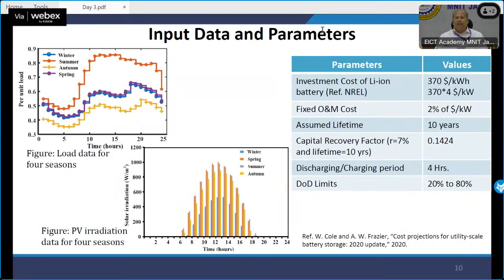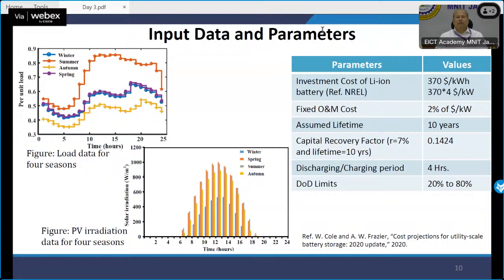And there are many input data and parameters. There are many assumptions we made, not necessarily exactly correct. I'm going from the bottom to the top of the right side table. The DOD limit we assume to be 20%. Once again, the battery will charge for 4 hours. If it discharges, then it will discharge for 4 hours. That is the main objective.